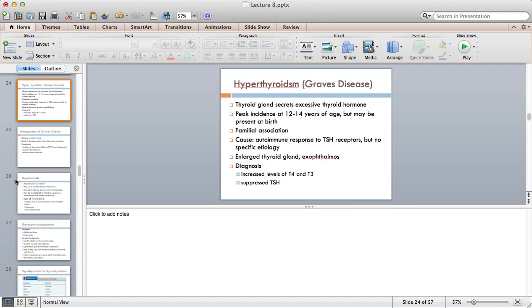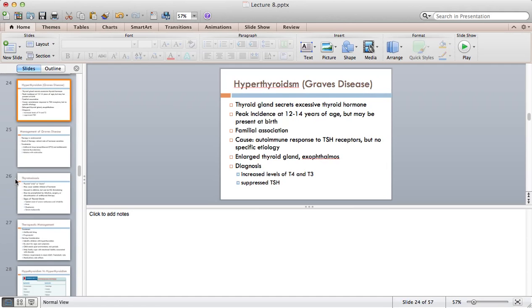Because the suppression affects the response of the thyroid stimulating hormone receptors. Okay, so the thyroid stimulating hormone is less, and the T3, T4 level is high. But on the other one, T3, T4 is low.